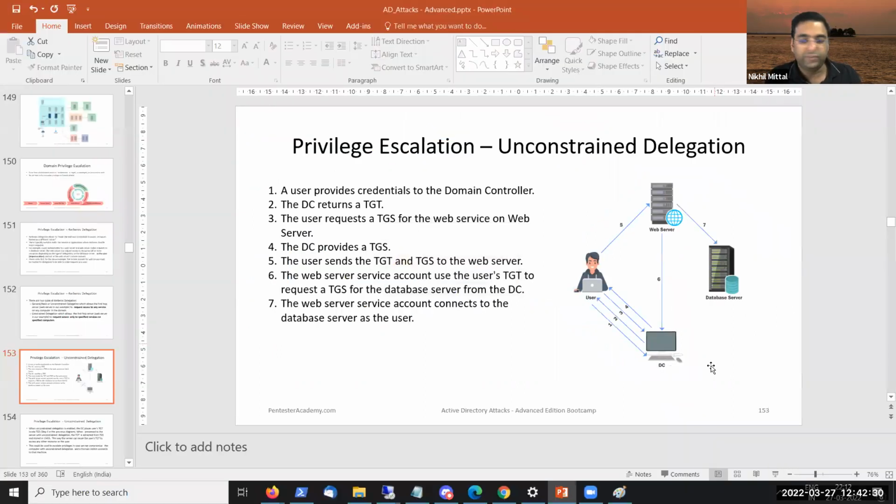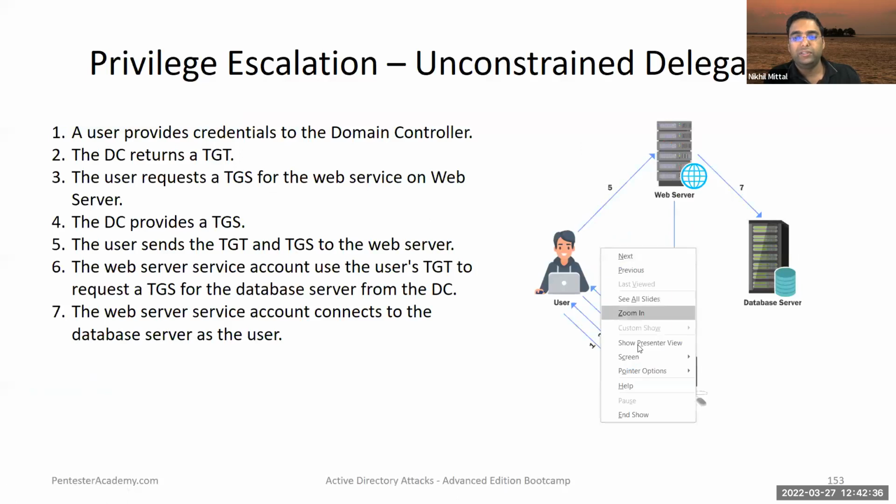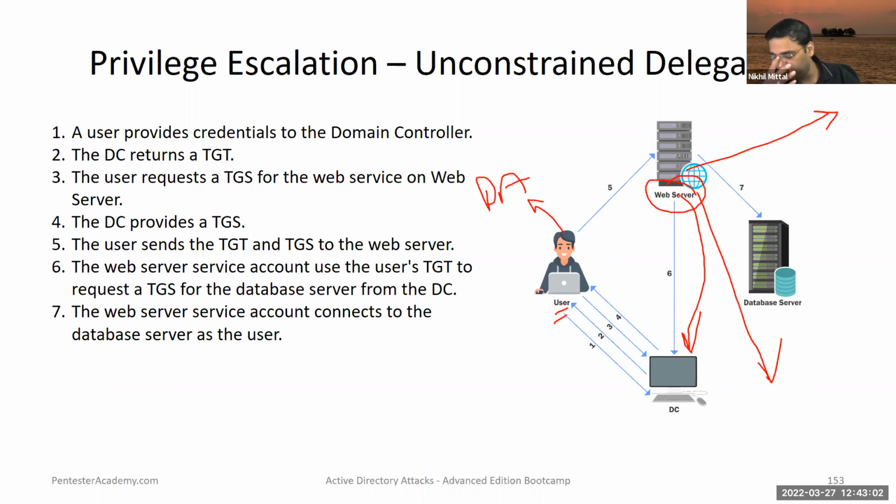Now, there are obvious problems with this. This means that if your web server is compromised, there is no restriction. You can access not only the database server, but any other machine, including the DC, as the incoming user. And if this user was a domain admin, then that means that if your web server is compromised, your entire domain and forest is at risk of compromise.